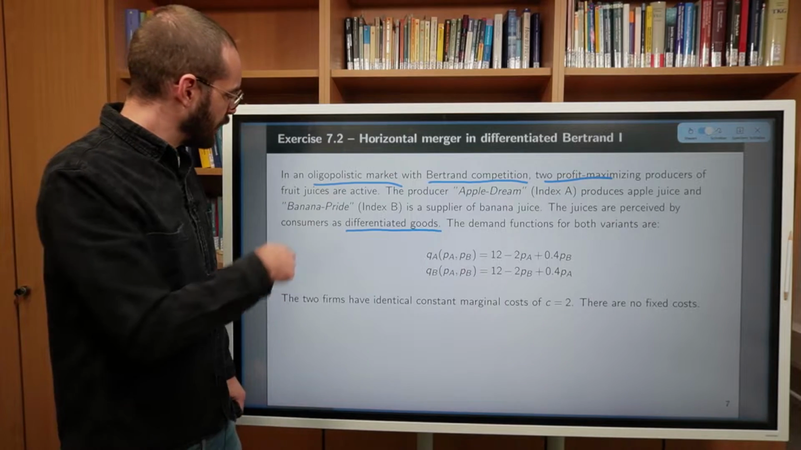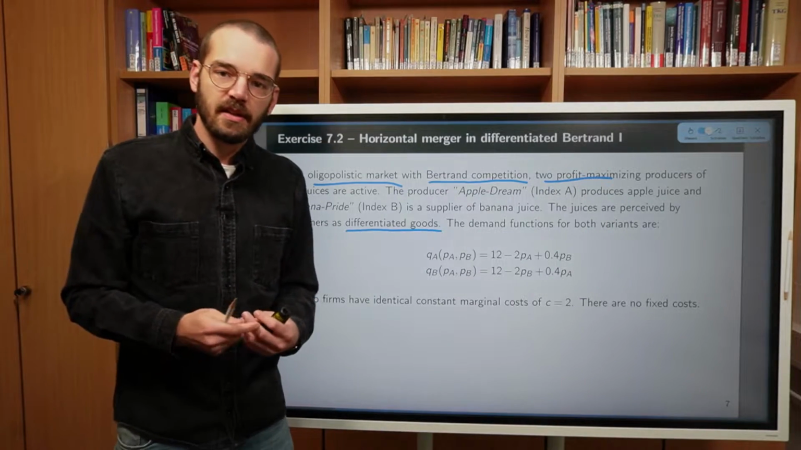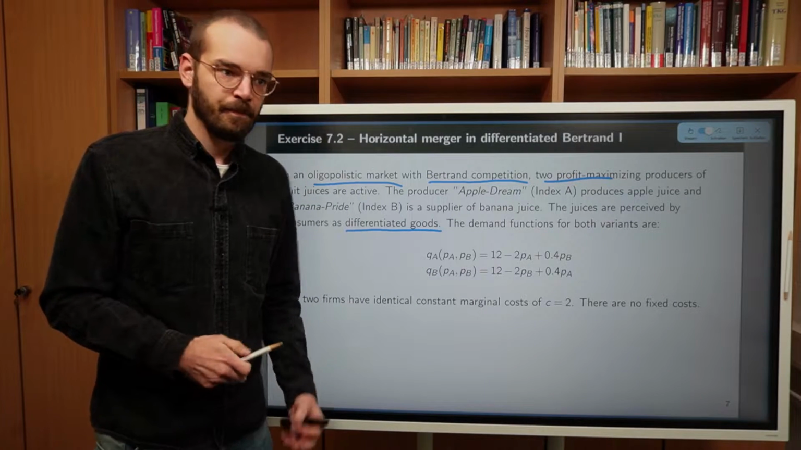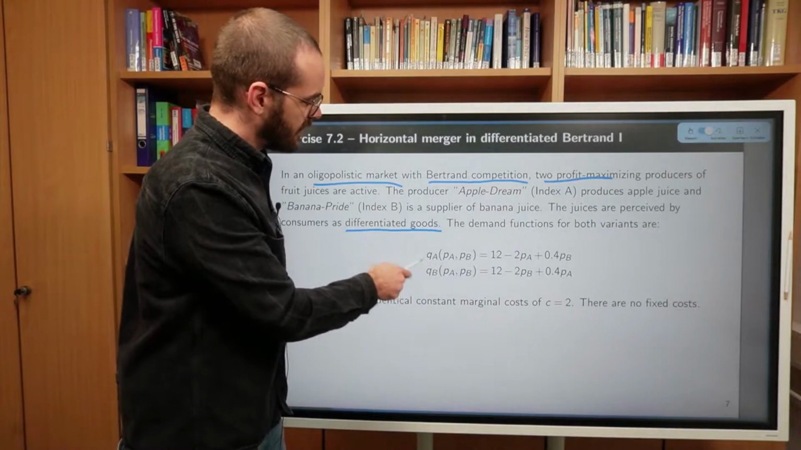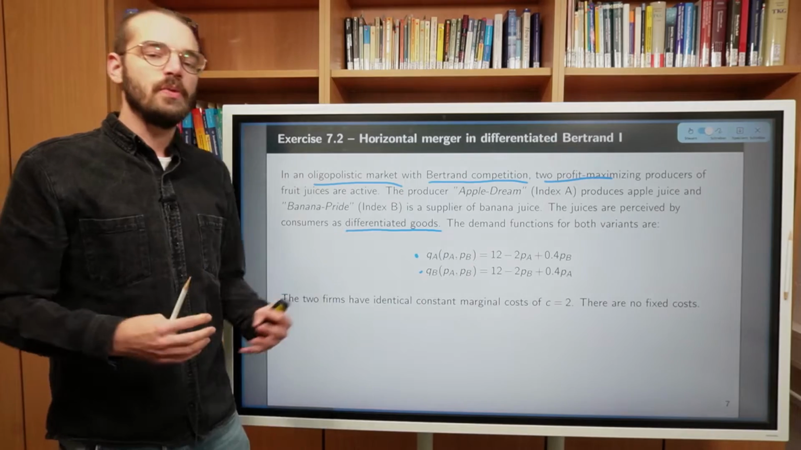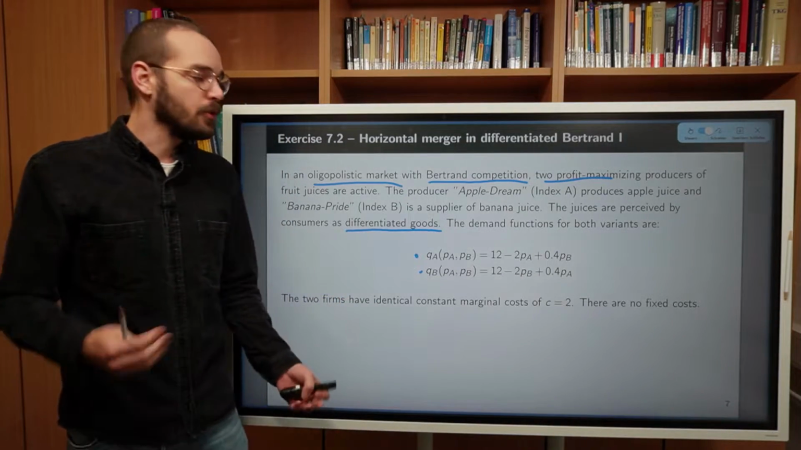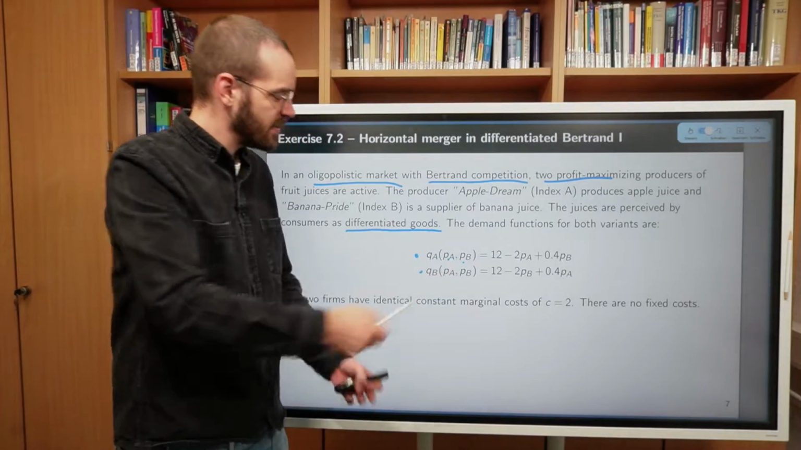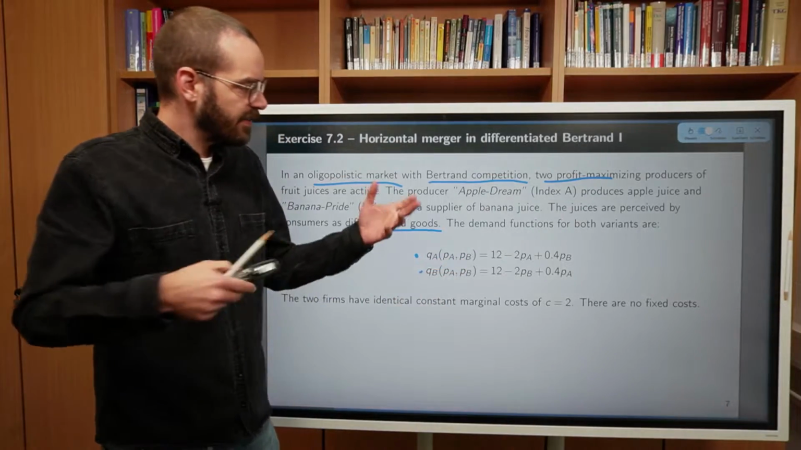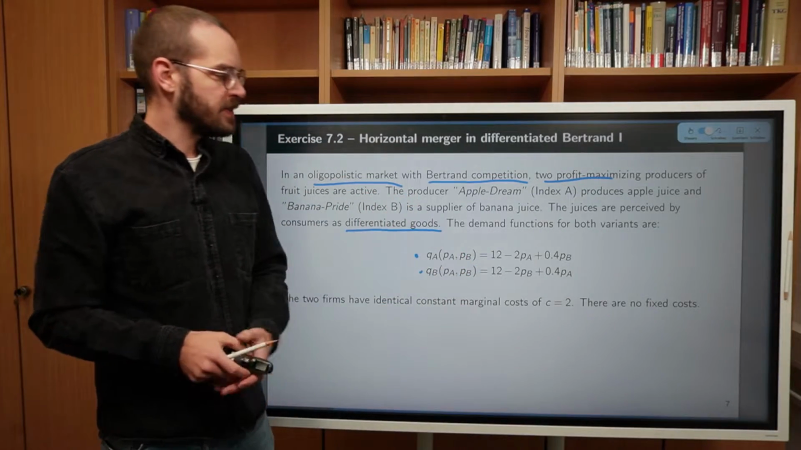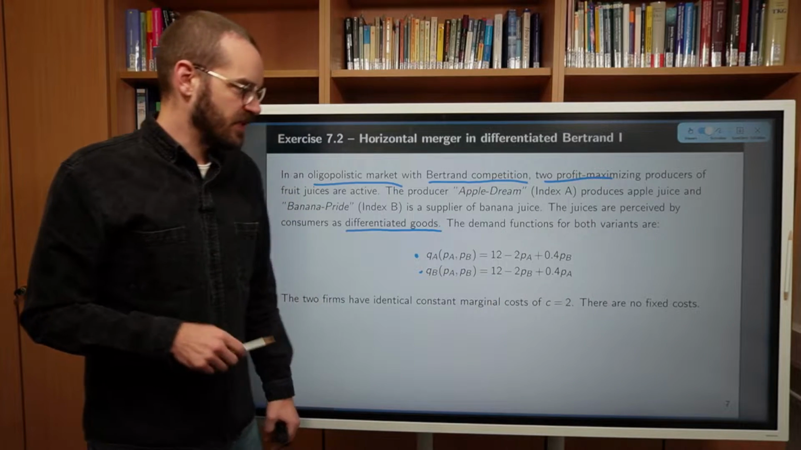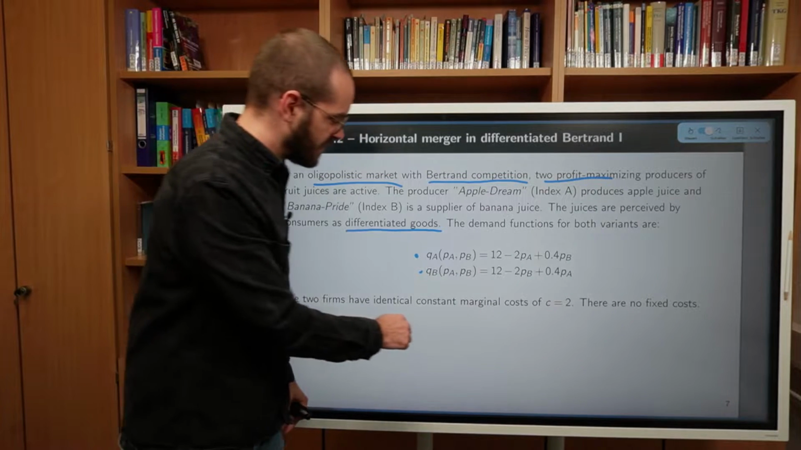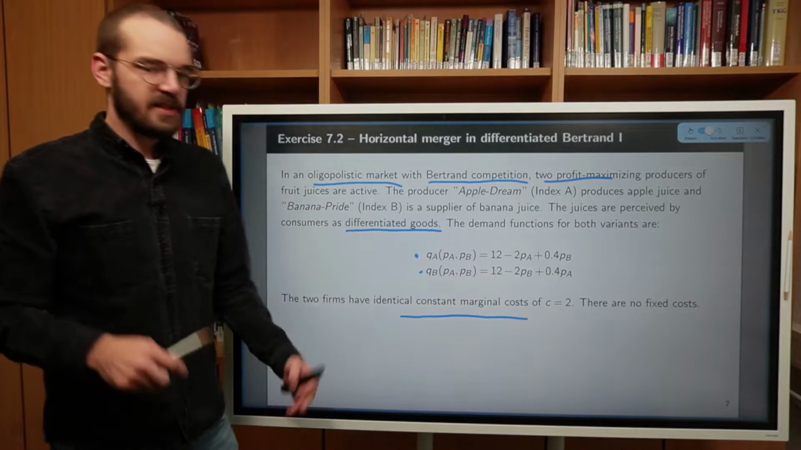Alright, now because we have differentiated goods, we of course need to have demand functions for each of these goods individually, right? So the demand functions are given on the slide. There is a demand function QA, so the demanded quantity of good A, which is a function of both the prices of good A and the price of good B, so PA and PB. And this demand function then reads 12 minus 2 times PA plus 0.4 times PB. Then lastly, we know that both firms have identical constant marginal costs of C equal 2. There are no fixed costs.